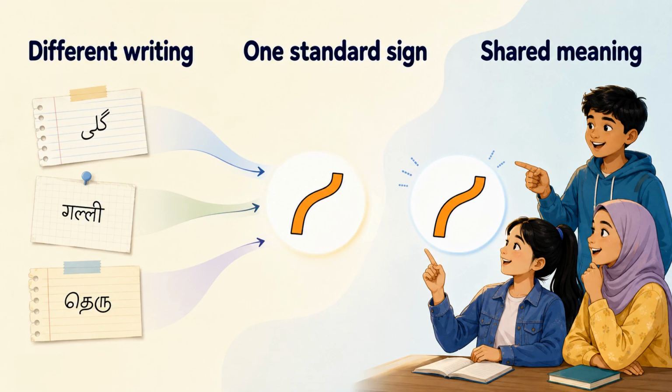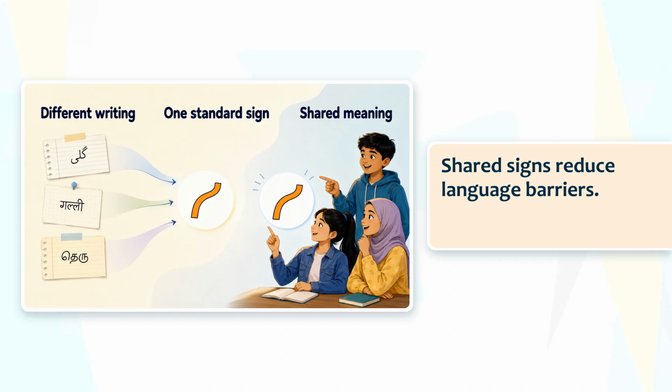If every map maker invented symbols, people would need to learn a new visual language for each map. Shared signs reduce this confusion by allowing readers to recognize a feature without a long written label. Think about what standardization prevents. Shared signs reduce language barriers. One agreed mark can replace many written explanations.